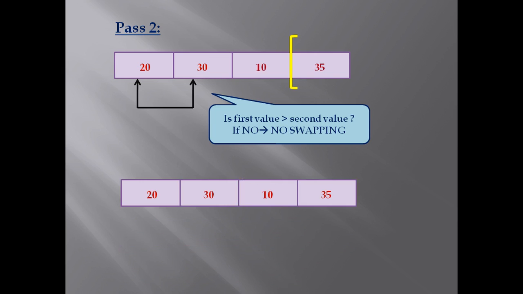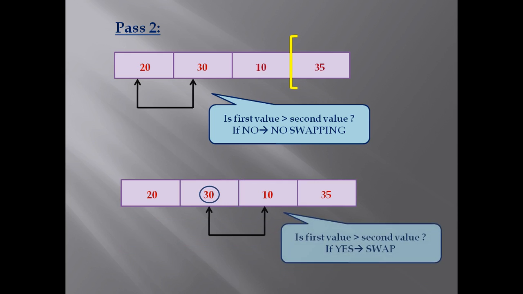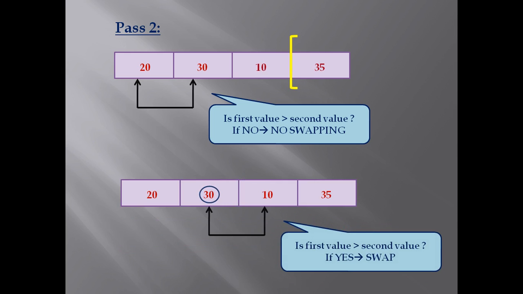Now it will move to the next pair and check whether the first value is greater than the second. 30 is greater than 10. Yes, so we need to interchange them. It will just swap those values. You can see like this.